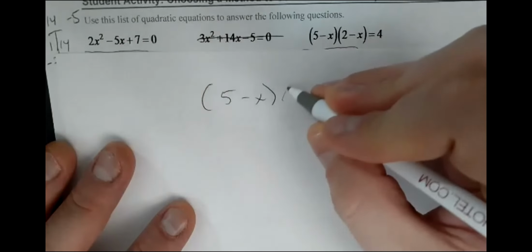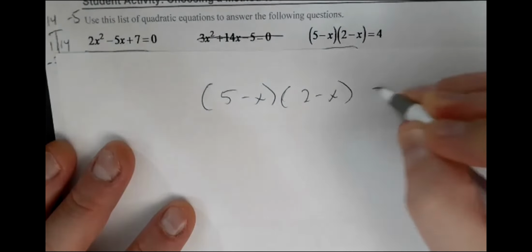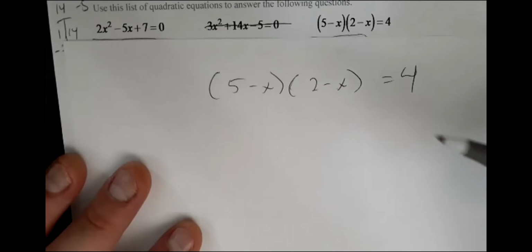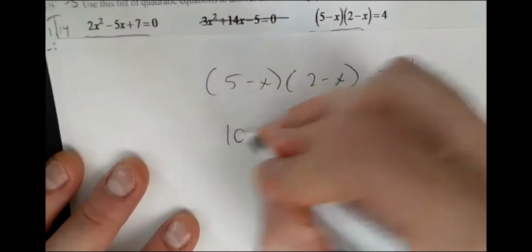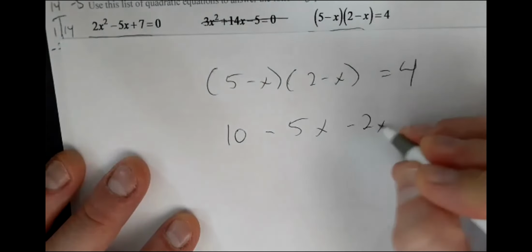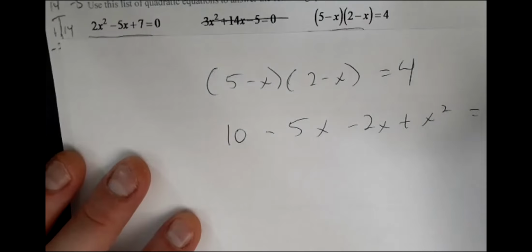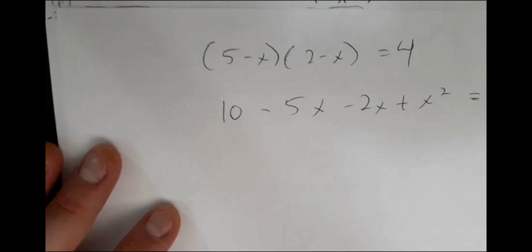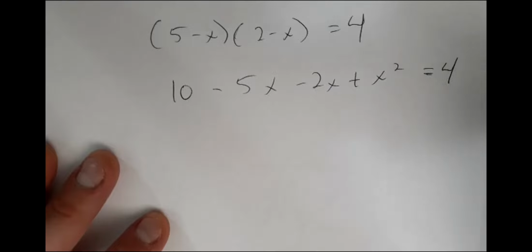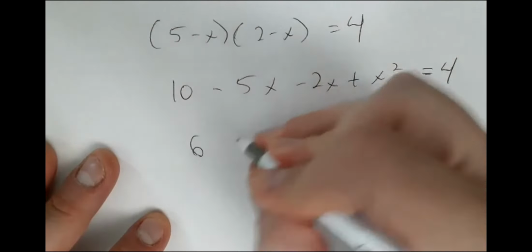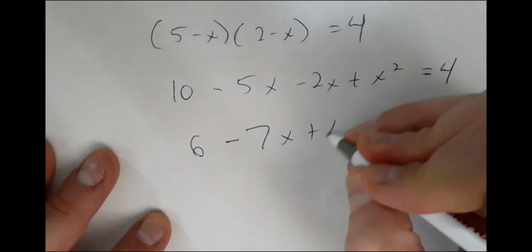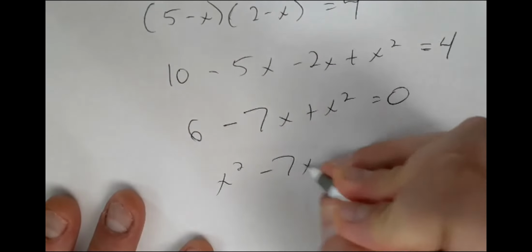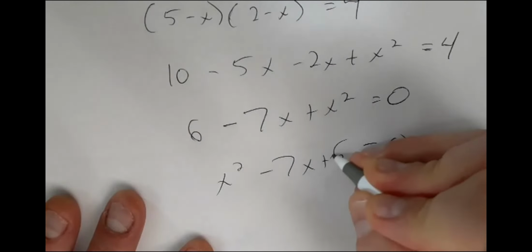5 minus x and 2 minus x. I have to do some distribution before I do factoring here. So this is 10 minus 5x minus 2x plus x squared, and this is equal to 4. So I'm probably going to do 2 steps at once. I want to subtract 4, so this should give me 6. This is minus 5 and minus 2 should give me minus 7x plus x squared, and this is equal to 0. So I'm going to flip things around. x squared minus 7x plus 6 is equal to 0. Put it in the right order.